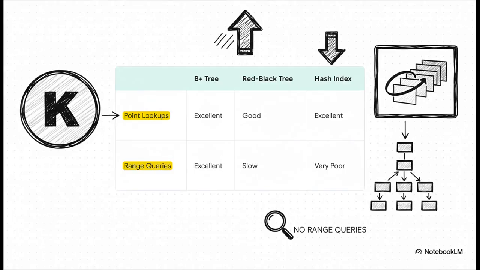So, where does the B+ tree fit in with other data structures? Well, look at this. A hash index? Sure, it's technically faster if you know exactly the one item you're looking for. But try asking it for all sales from last week, and it just falls apart because there's no order. B+ trees, they are the undisputed champions for data on disk, excelling at both finding specific items and scanning through ranges.